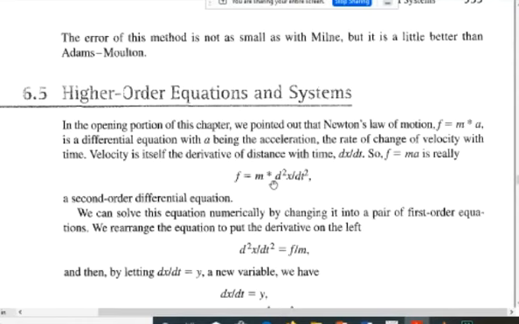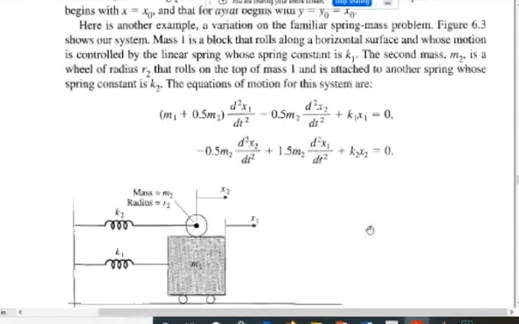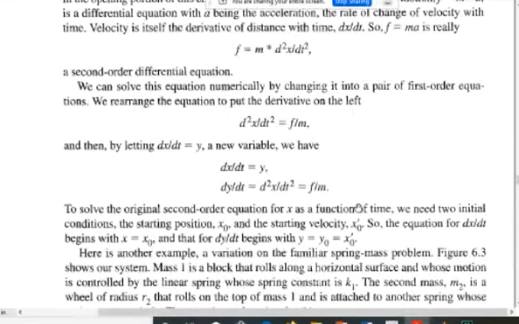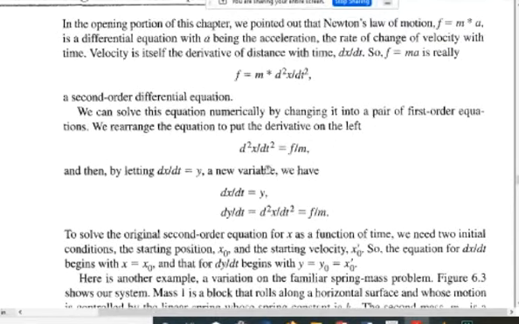How can we solve this system of equations numerically? There are different ways, and in this case, we want to show different methods of solving the differential equations of higher order. Here we can find the second order derivative of x with respect to t as f divided by m.